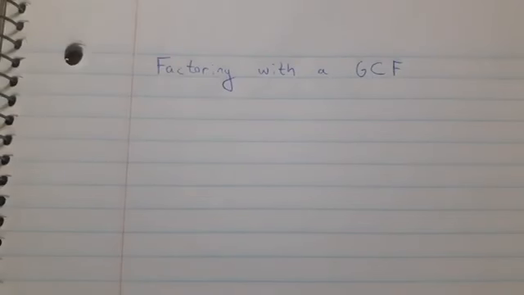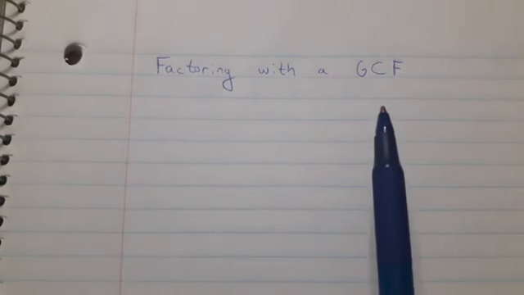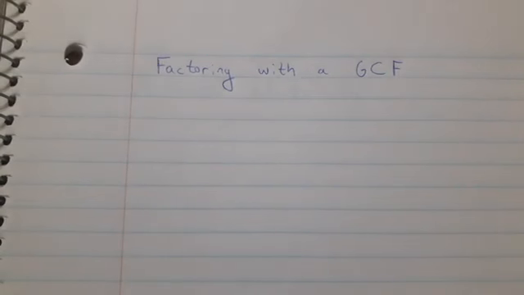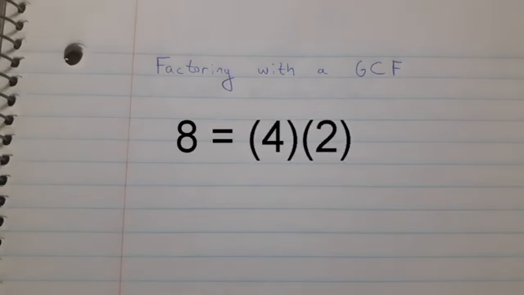In today's video, we're going to start talking about factoring, specifically factoring with a GCF. Before we get into what a GCF is, let's make sure we all understand what factoring a polynomial actually looks like. Factoring a polynomial is actually the same exact thing as factoring a number. Like if I gave you the number 8, you could say, all right, 8 equals 4 times 2. That's factoring. You rewrote a bigger number as the product of two smaller numbers.